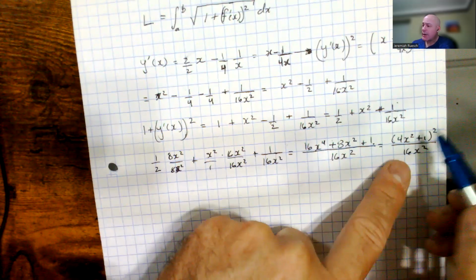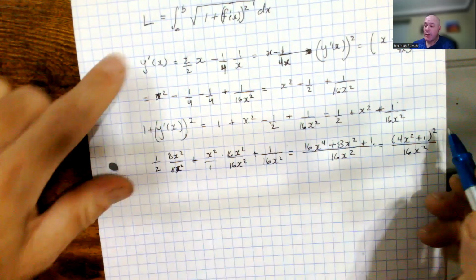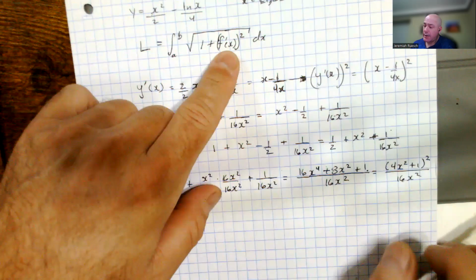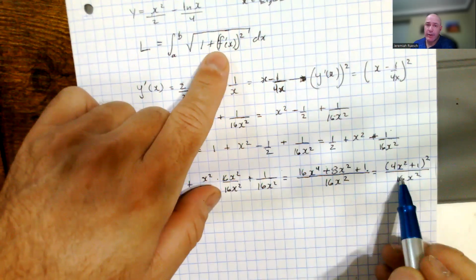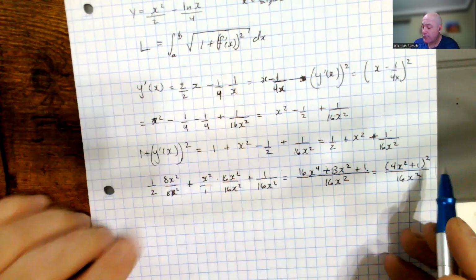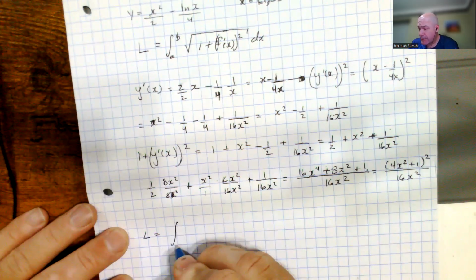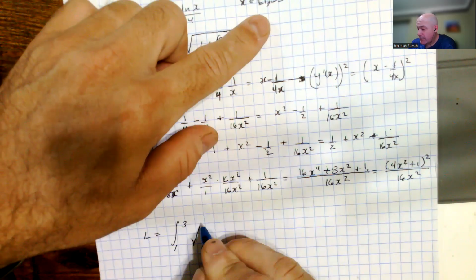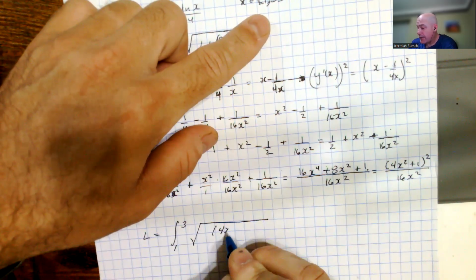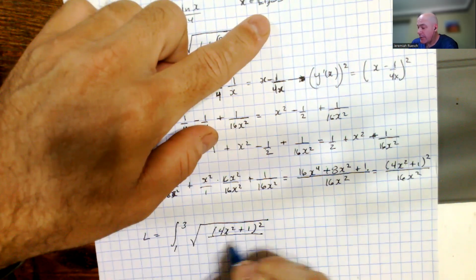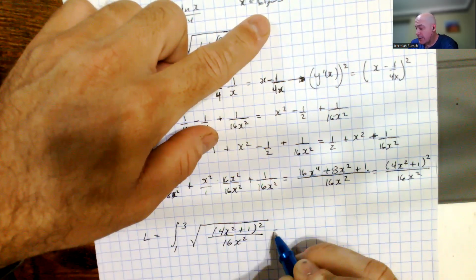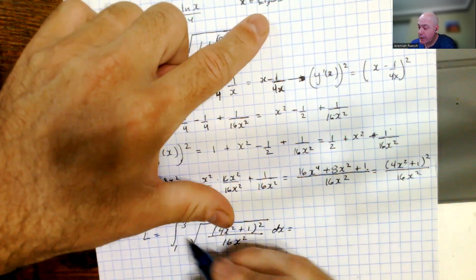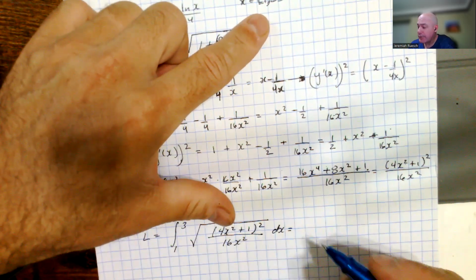And so this is a really nice form because we have two perfect squares here. Going back up to our integral, we want to take the square root of this. And since these are both perfect squares, the square root and the square will cancel each other out. So the length then is equal to the integral, going back up to our original problem, from 1 to 3 for limits of integration, of the square root of (4x squared plus 1) quantity squared over 16x squared dx, canceling out the square roots, and assuming on the interval from 1 to 3 these are all positive, so we don't need to worry about the absolute value.